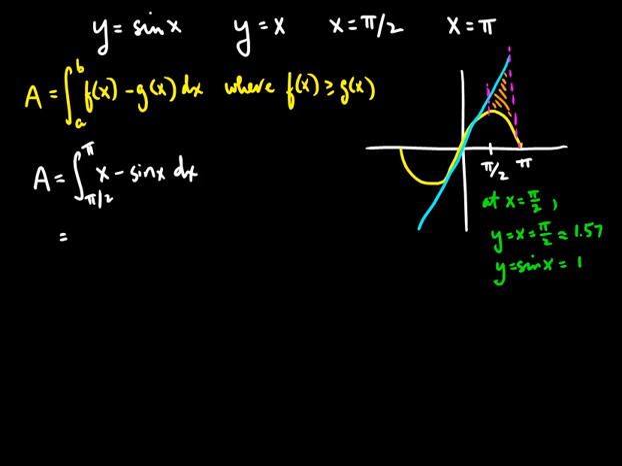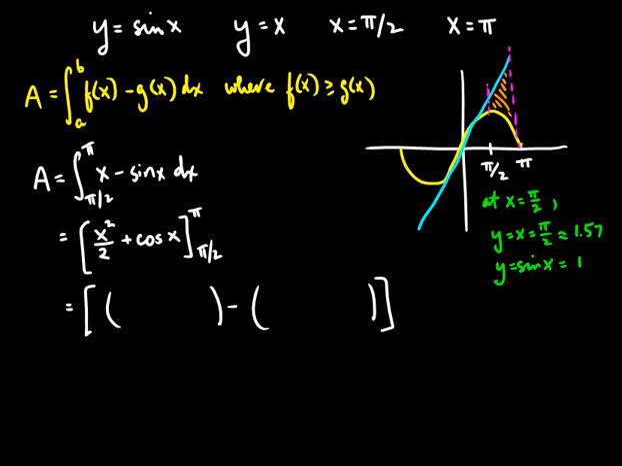Since there's no simplifications to be done with the integrand, we just look for the antiderivative of x minus sine x, and that's going to turn out to be x squared over 2. And the antiderivative of sine is negative cosine, and since we're looking for the antiderivative of negative sine, it's going to be positive cosine. And we're looking for this value. We want to evaluate this at pi, and then minus evaluating it at pi over 2.